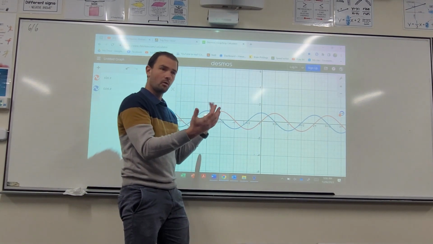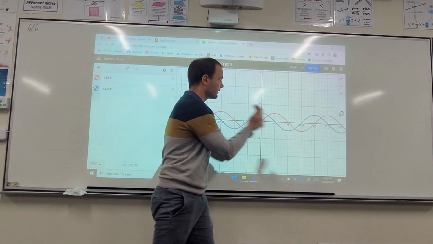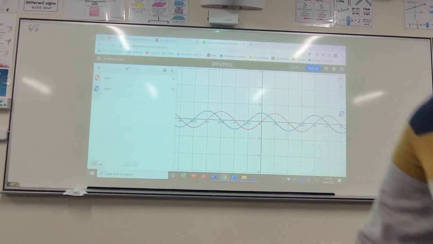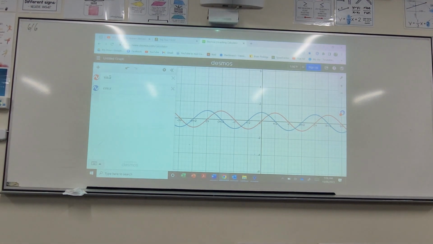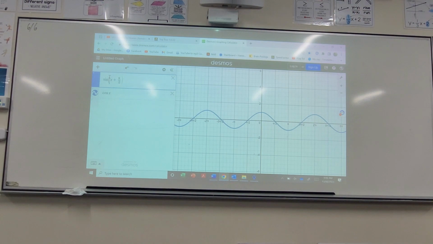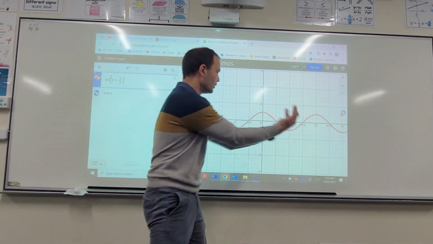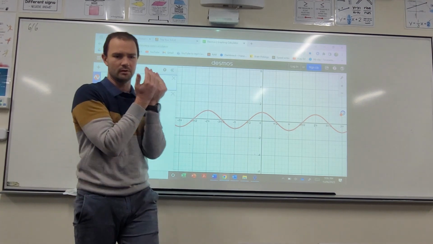So that means I could perform a transformation. I could move the red function to the left pi on 2 units. All right, so I'm going to go here, sine of, how do we do horizontal? It's x plus pi on 2, close my bracket. And now they're the same function, okay, because I've moved the sine function pi on 2 units to the left.